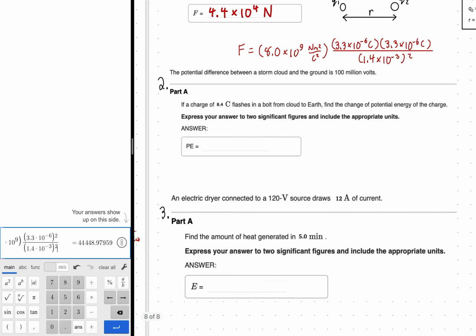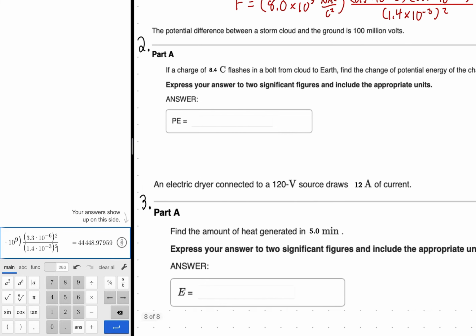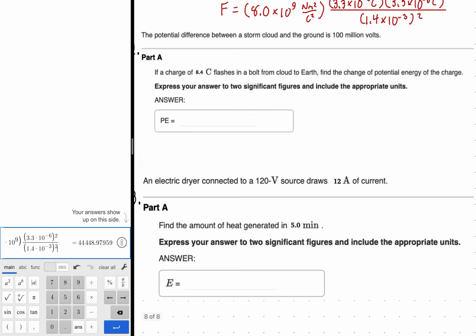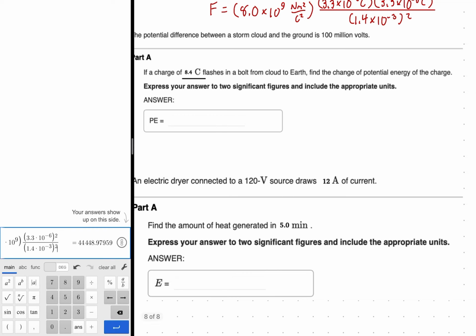Now in problem 2, we are told that we have essentially a lightning bolt because of a buildup of charge in the clouds. So let's take a look at what's going on and what's described in this word problem. So we're told that a charge of 8.4 coulombs flashes in a bolt from a cloud to Earth. And we want to know the change of potential energy of the charge. Okay?